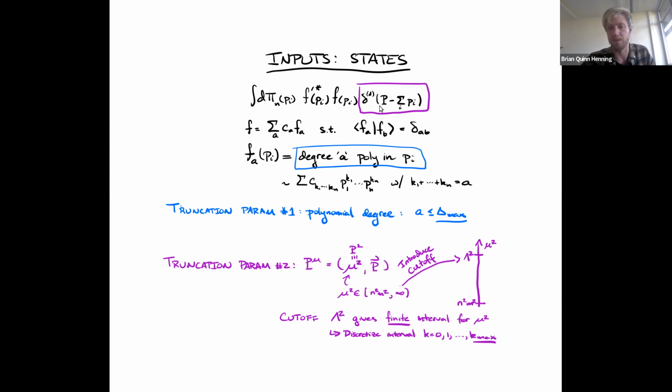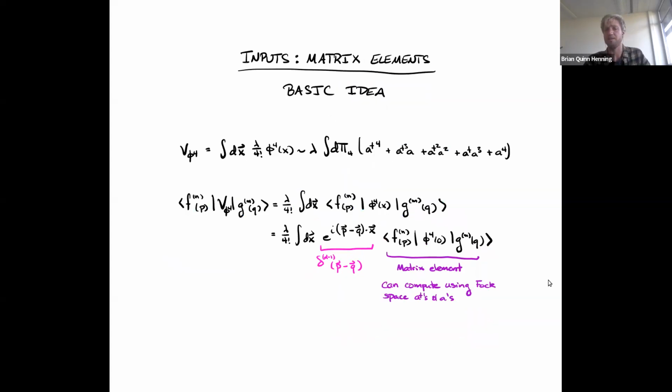The second one comes from, and this is a little bit technical, this capital P, and of course we have to sum over all those P's. So we introduce a UV cutoff to compactify the space of allowed capital P values, which we translate into mu squared. That's the second truncation parameter. The basic idea for matrix elements is, let's again pick a phi to the fourth interaction. It can be thought of as a dagger to the fourth plus a dagger cubed a plus so forth. You can just insert this between your states and compute everything. So it's straightforward QFT calculations.